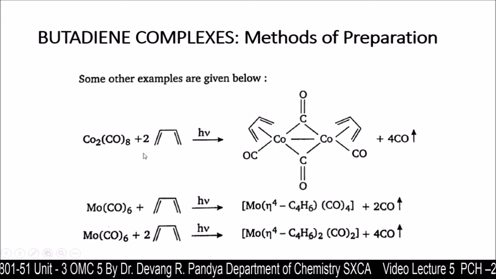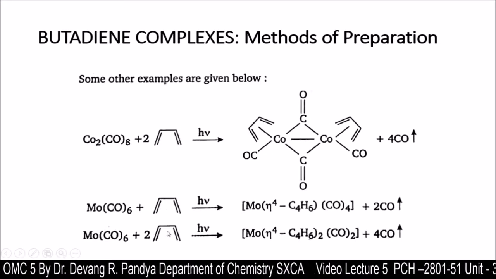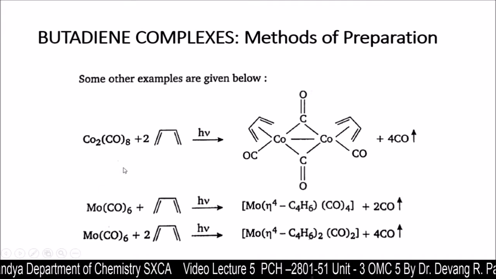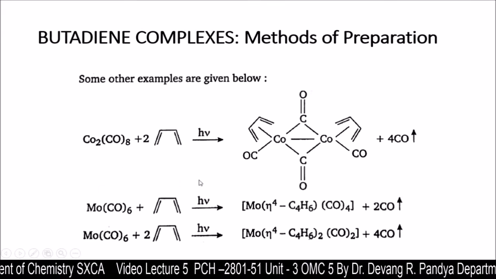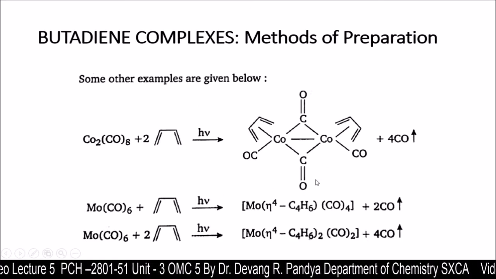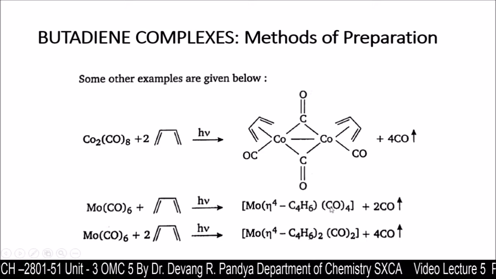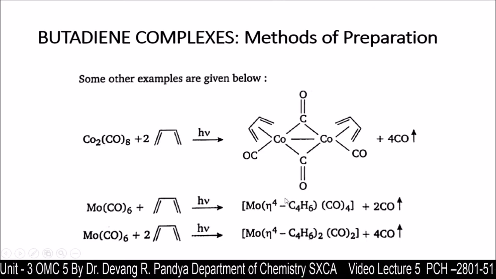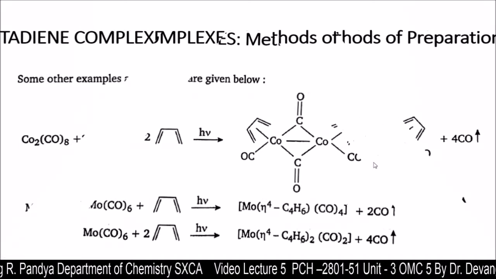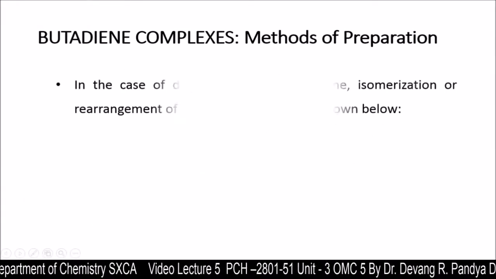Some other examples we can see over here. The cis butadiene isomer is treated with this metal carbonyl, and UV light irradiation gives this kind of butadiene complex formation by substituting carbon monoxide. The same pattern would be there.